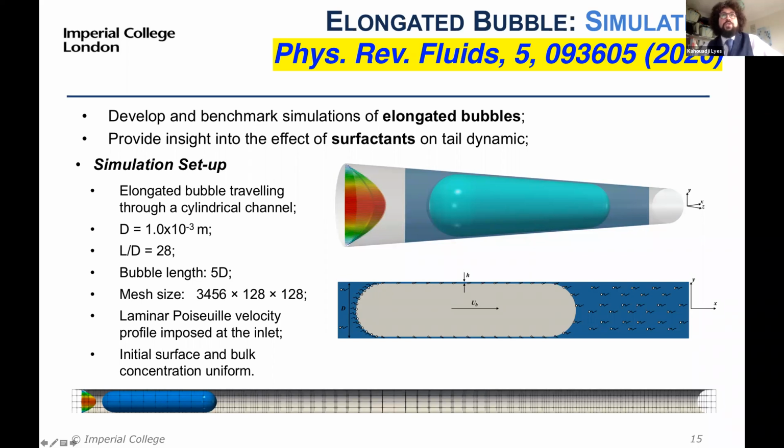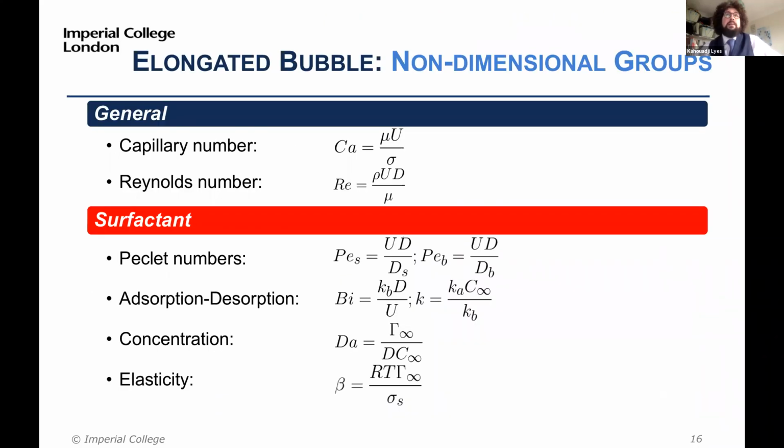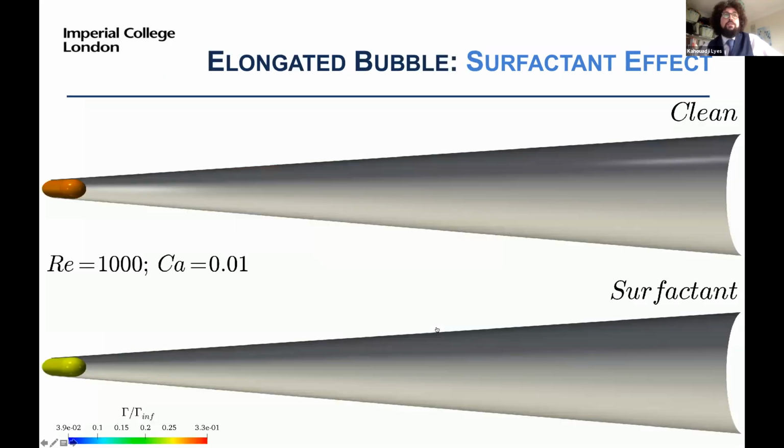Of course, there are control parameters for this type of application. If it is clean, we use the capillary number and Reynolds number. Adding surfactant, we have the Peclet number, Biot number, the adsorption Damköhler number, and of course the elasticity. I'm going to show you a quick animation of what we have here.